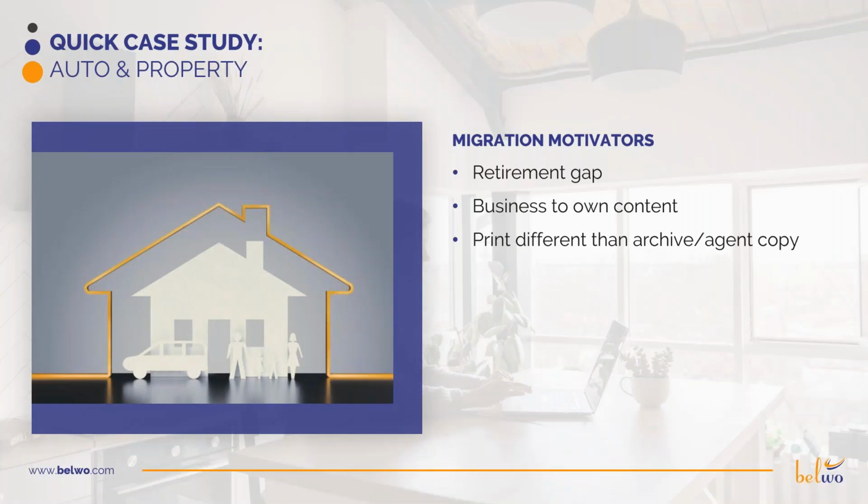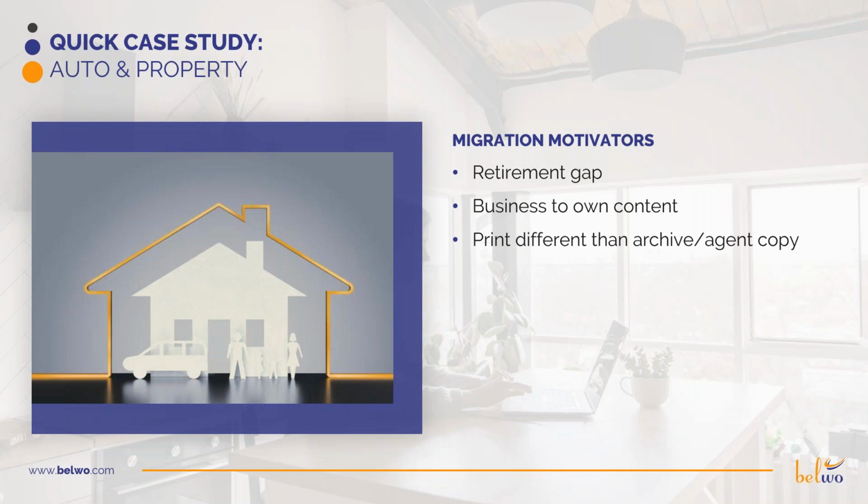This second quick case study is something that Belvo did directly with an auto and property insurer. And there were a couple of migration motivators for this insurance company. The first was, I mentioned a little earlier, they had a retirement gap taking place in which essentially the experts from their legacy platform were heading out the door for retirement. And this was something where they didn't have anybody else who knew that system inside and out.